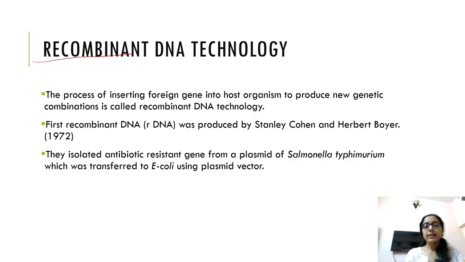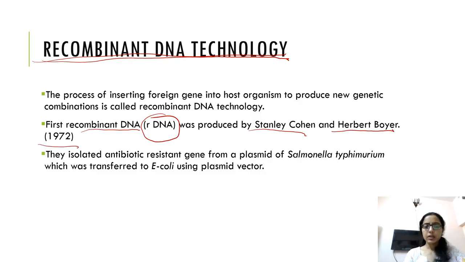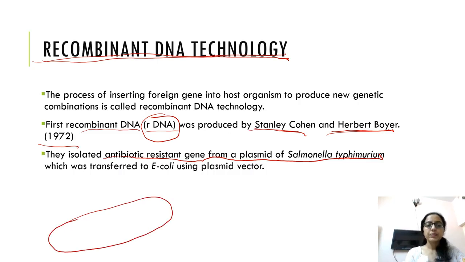Now this can be done by recombinant DNA technology. We can modify the genetic makeup of any organism by recombinant DNA technology. It is also called rDNA technology. First rDNA was produced by Stanley Cohen and Herbert Boyer in 1972. It was produced for the first time by these two scientists. They took an antibiotic resistant gene from a plasmid of Salmonella typhimurium. Salmonella typhimurium is a bacterium that has one plasmid which is responsible for antibiotic resistance.